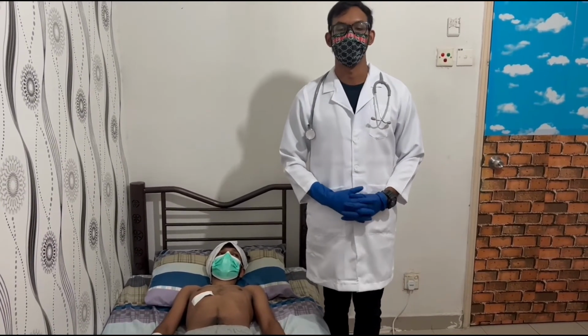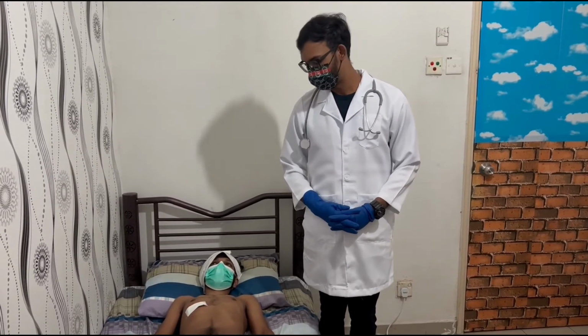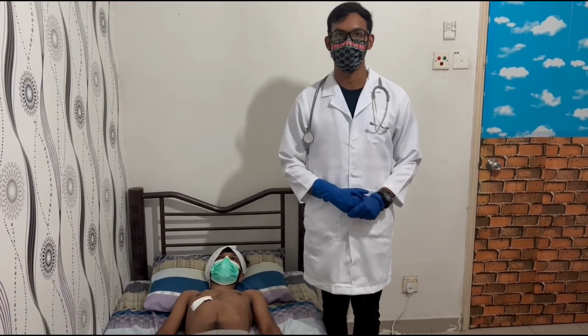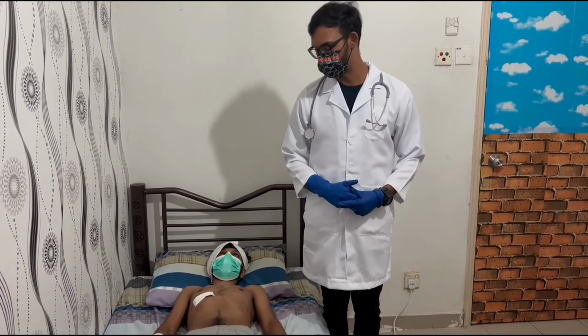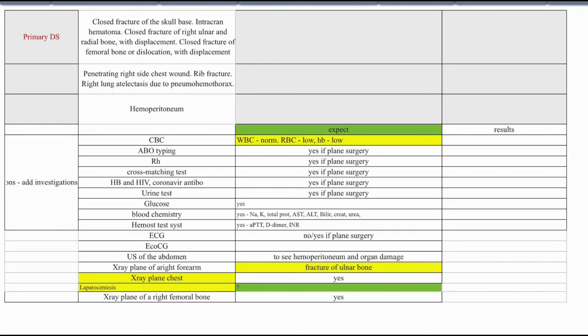Okay. Upon the digital rectal examination, we observed that it is normal, and upon examining the GIT of the patient, we conclude that the patient has hemoperitoneum. For primary diagnosis, we see that the patient has closed fracture of the skull, intracranial hematoma, closed fracture of right ulnar and radial bone, and closed fracture of the femur bone. The patient also has rib fracture and pneumothorax. The patient also has hemoperitoneum.